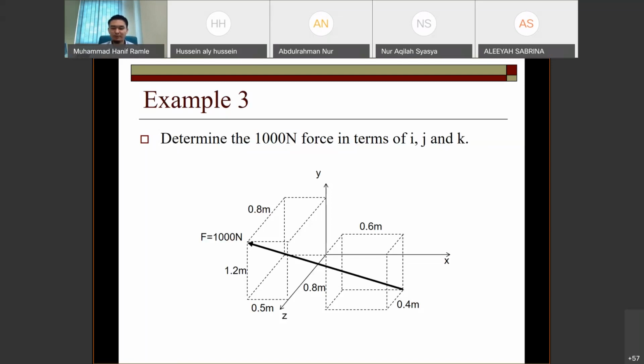Okay, wrong. The answer is wrong. So how to find dx? You have to calculate from the initial point of force to the final point of force. Okay, so you can see the force arrow there. The initial point is from here, and the final point is here. So you have to calculate dx from the initial point to the final.